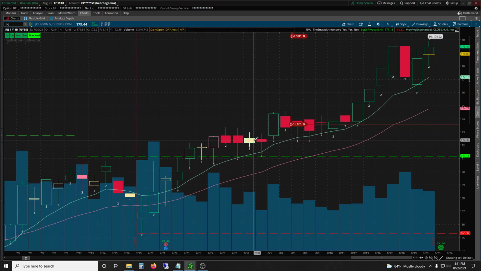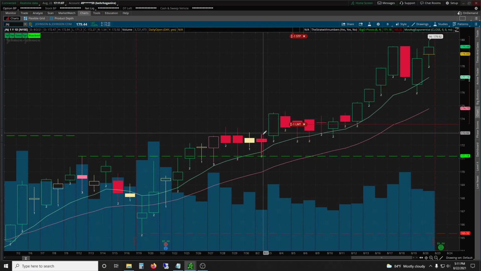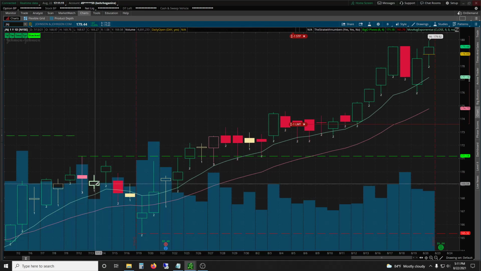We had an inside candle followed by a break to the downside, followed by a break to the upside. 1, 2, 2 is a good setup. It's a good one to look for. Here's another one. We had a 1 followed by a 2 up, followed by a 2 down. You look for your magnitude.